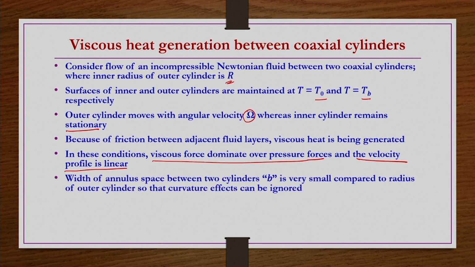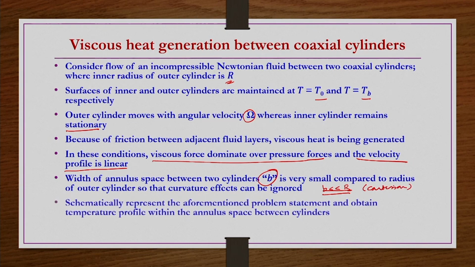The width of the annular space between the two cylinders, B, is very small compared to the radius of the outer cylinder, capital R, so that curvature effects can be ignored. That is, B is much smaller than R. If we do not consider curvature effects, even for the cylindrical geometry we can solve the problem in the Cartesian coordinate system. The problem statement is to schematically represent the aforementioned problem and obtain the temperature profile within the annular space between the two cylinders.